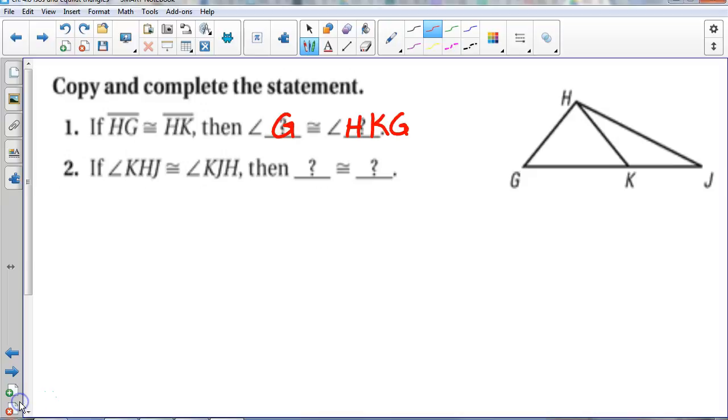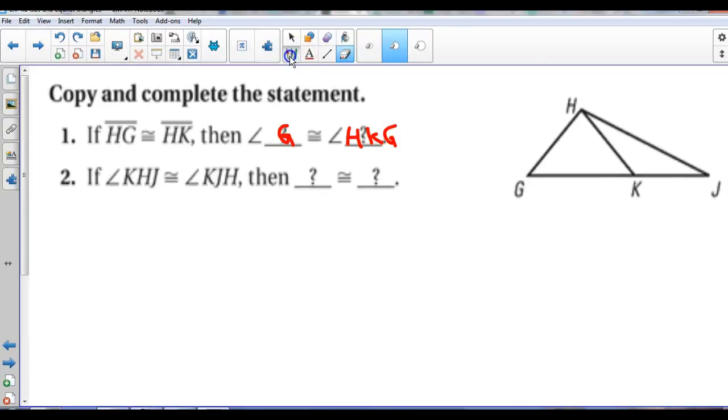I have an extra line coming from K, so that could technically be HKJ or HKG, so you have to be specific. Number 2, it says if KHJ, we'll do this one in green, KHJ, this angle, is congruent to KJH, this angle, then what can you conclude? We can conclude that the two sides are congruent, that HK is congruent to JK. That's what we can conclude.